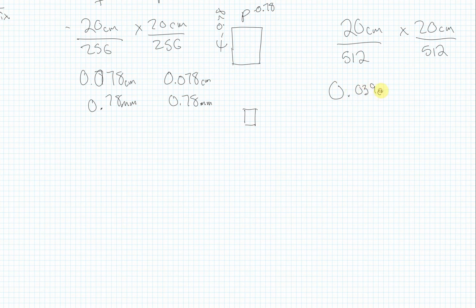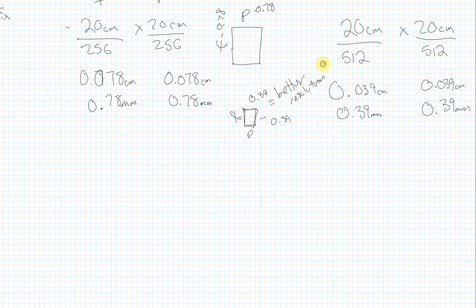0.039. Once again, this is still in centimeters, and we're going to convert that over to millimeters, and now we can see that over here we have a much smaller pixel. It's 0.39 by 0.39, this still being the frequency and this being the phase direction. Smaller pixel equals better resolution. So a smaller pixel, or voxel for that matter, is better resolution.